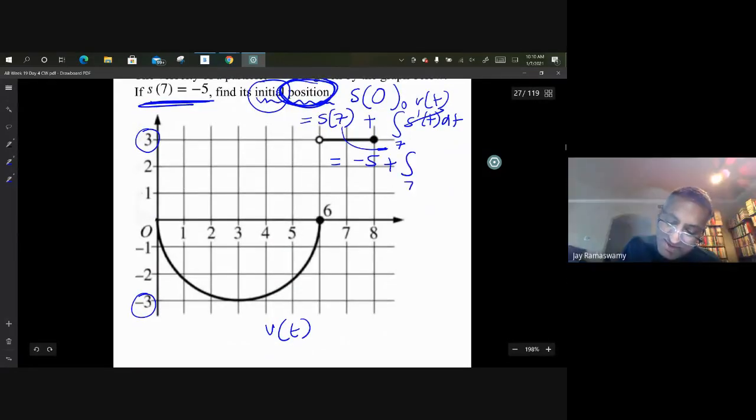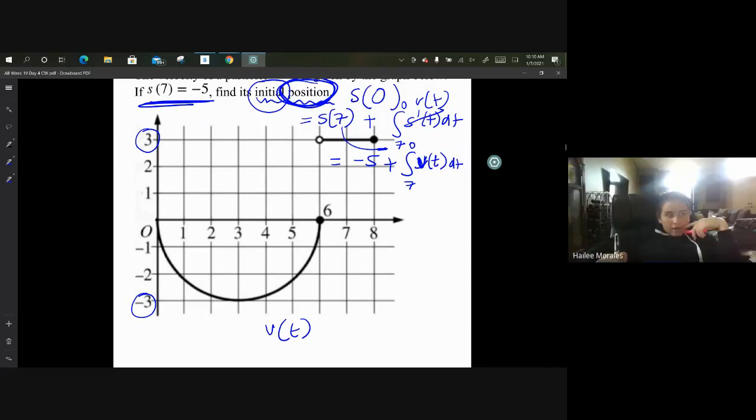Plus the integral from 7 to 0 of S dash of t, V of t dt. Is everybody okay so far? Okay, let's find the areas very quickly. Who remembers the formula for the area of a semicircle? One half pi r squared.